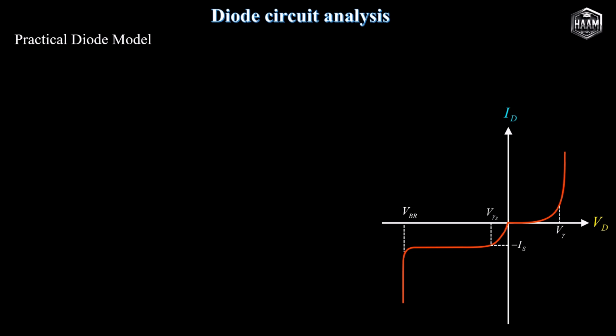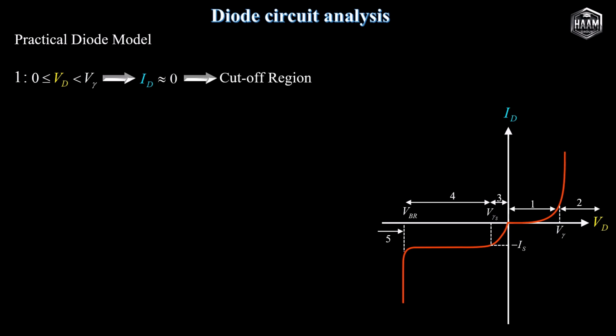We can categorize the IV characteristics into 5 distinct regions. In region 1, the terminal voltage V sub D ranges between 0 and the cutting voltage V sub gamma. Under this condition, the diode current I sub D is practically zero. This state represents the non-conducting subthreshold region or cutoff region. Moving to region 2, where the voltage across the diode exceeds V sub gamma.